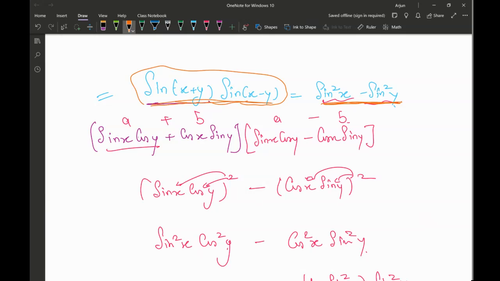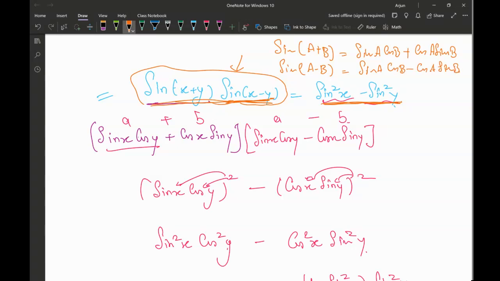So in this one, what's happening is sine (a plus b). This is the formula I'm using. You can look into your formula booklet. Sine (a plus b) is equal to sine a cos b plus cos a sine b. That is the formula I'm going to use for the first part. And for the second part, I'm going to use sine (a minus b), which is equal to sine a cos b minus cos a sine b. This is the formula I've used for the second part. So that's what gives me these values.